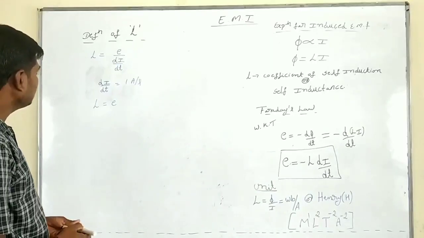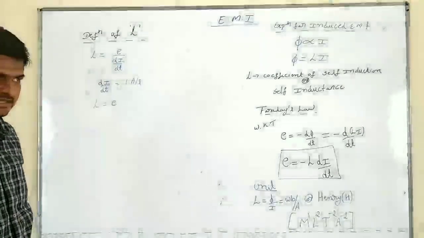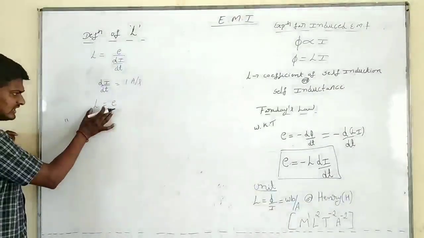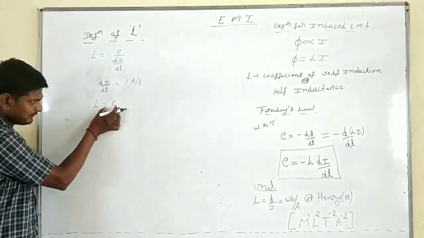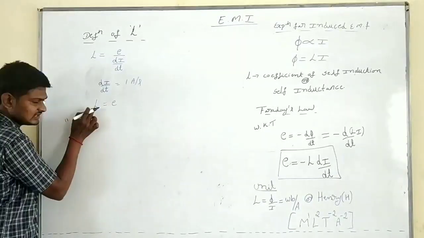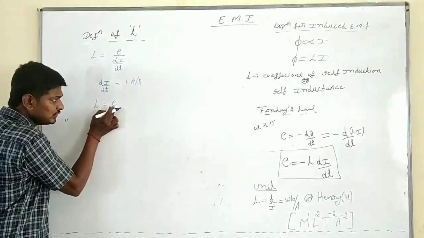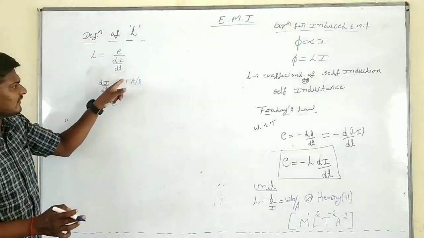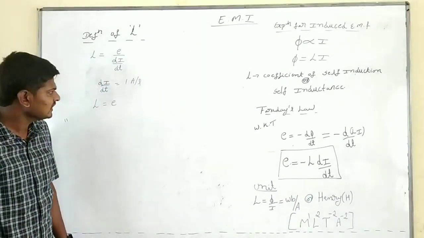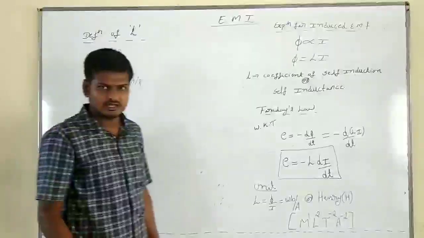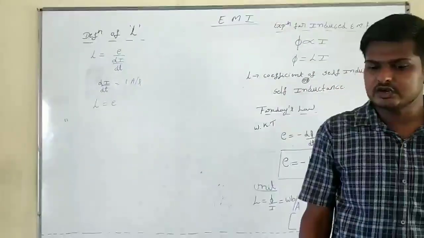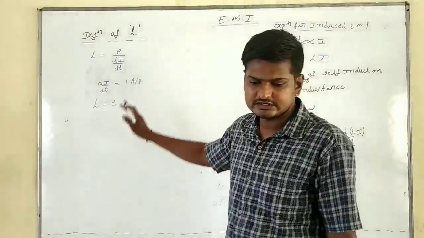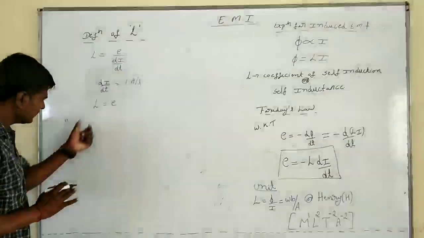Now we can define the self-inductance. The self-inductance of a coil is equal to the induced EMF when the unit rate of change of current linked with the coil. We are going to call it self-inductance. Simple one. See here, L is equal to E.